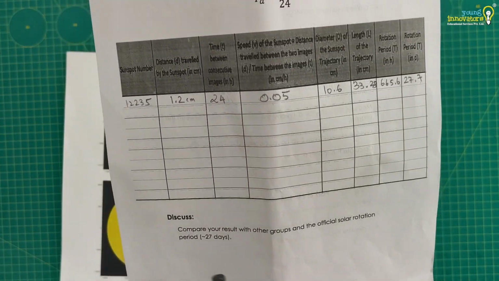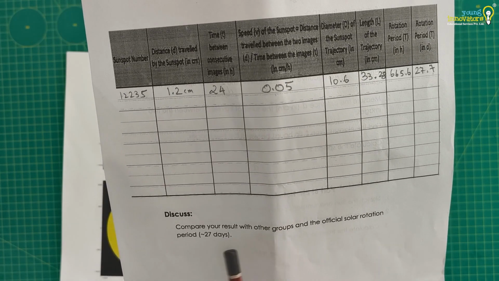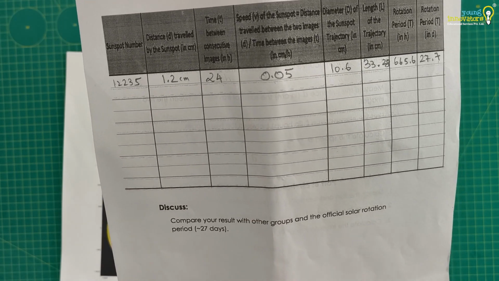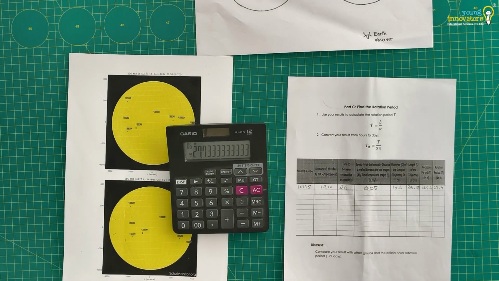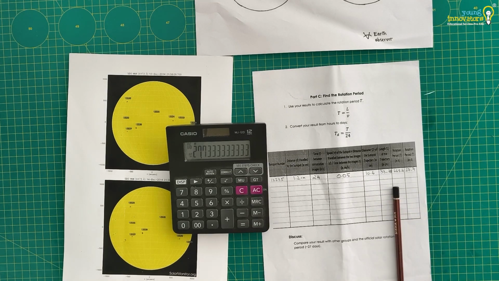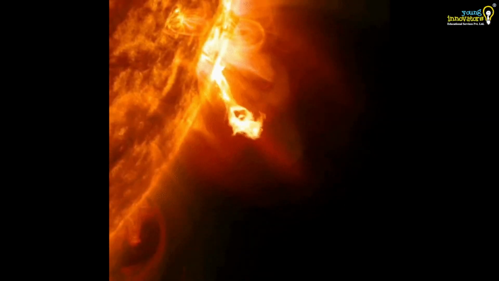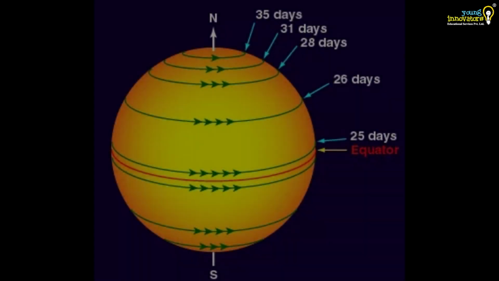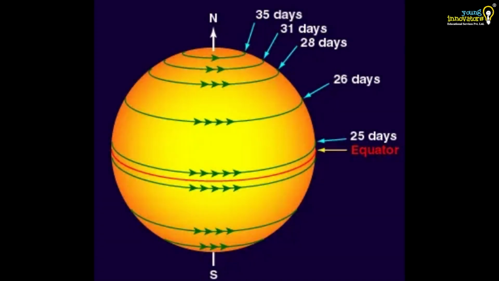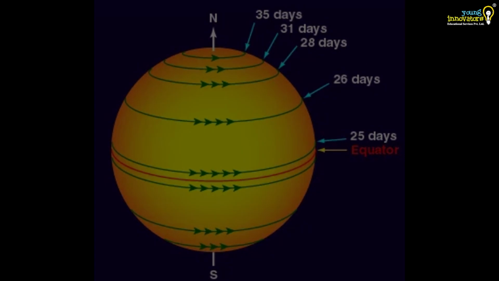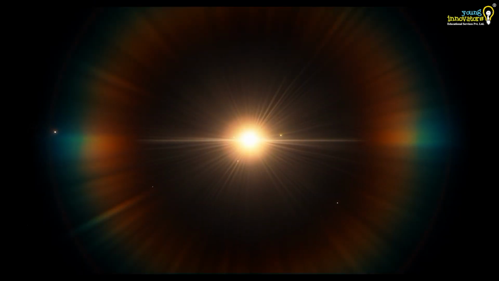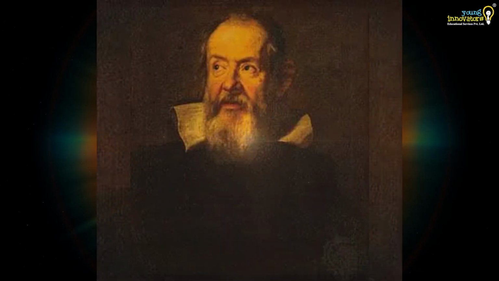It's amazing how just a few measurements can reveal the rhythm of our nearest star. So try it for yourself and see what your sun reveals. So, with a few solar images and simple measurements, we have unlocked a very powerful insight. The sun does spin, and not all parts rotate at the same speed. So this activity shows how much we can learn just by observing and thinking critically, just like Galileo did over 400 years ago.